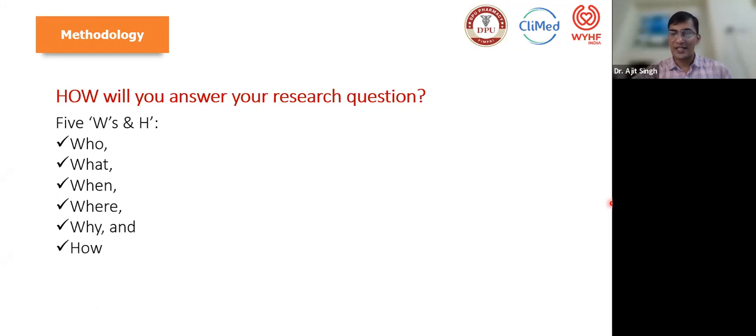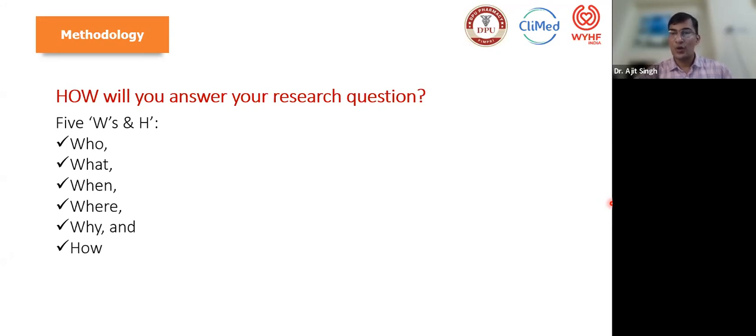Who is going to conduct it? Who is going to sponsor it? Who will be in the team? Who will be the perfect match for this? The person, the team, the organization. What are the outcomes? What are the objectives? What is the process? When to complete it? How to distribute the timelines? How to distribute the tasks?